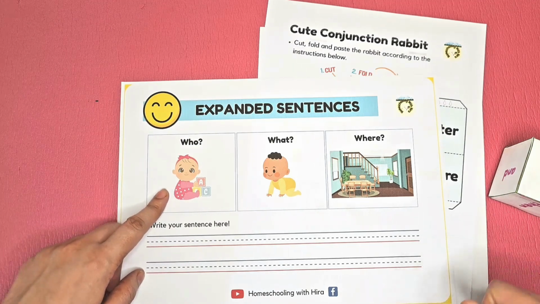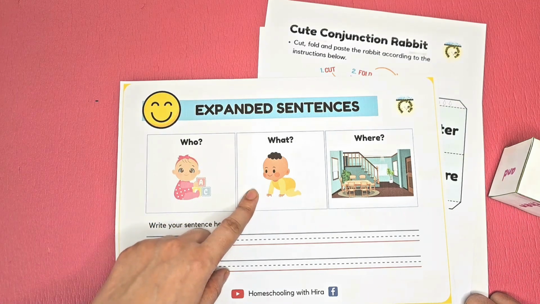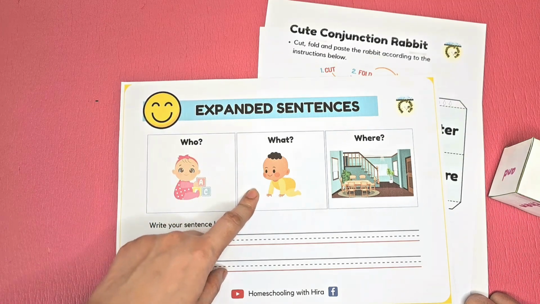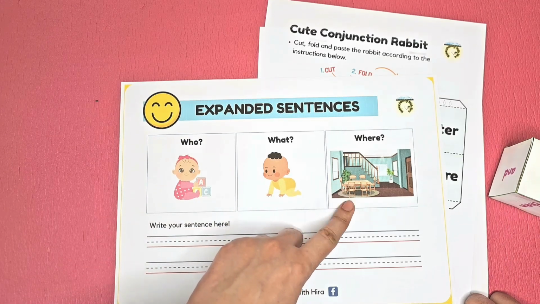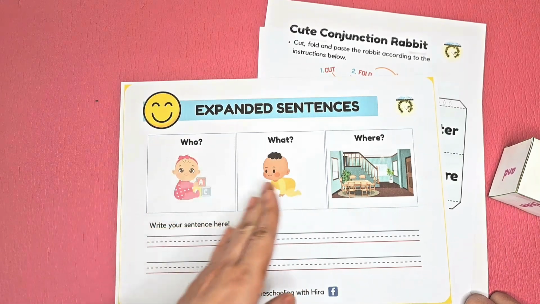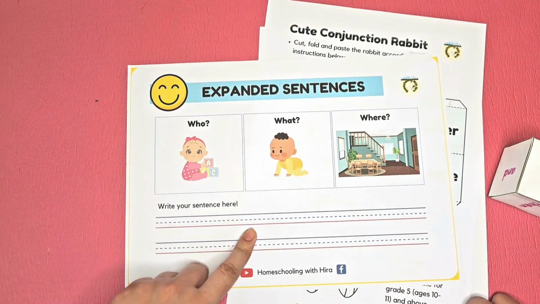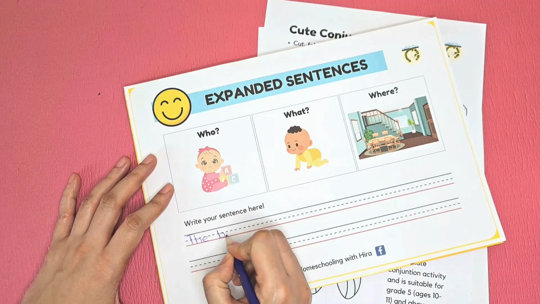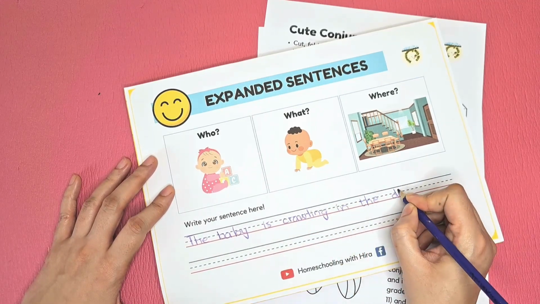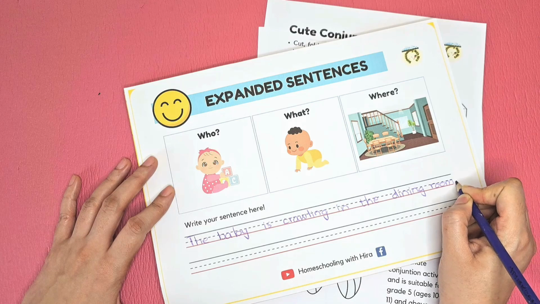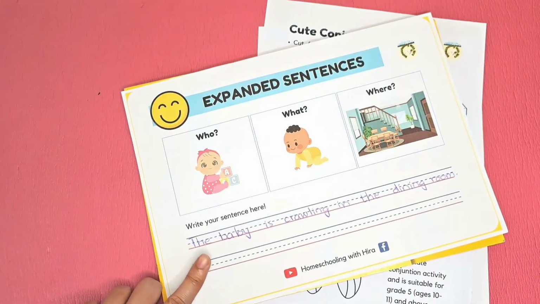Now it's time to ask the child, who is this in the picture? He's a baby. What is he doing? He's crawling. Where is he crawling? In the dining room. So come on, let's make a complete sentence with this. Now it's time to write. The baby is crawling in the dining room. Full stop. And here is our sentence.